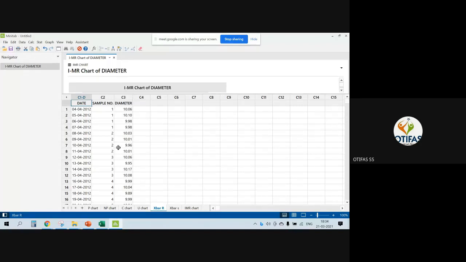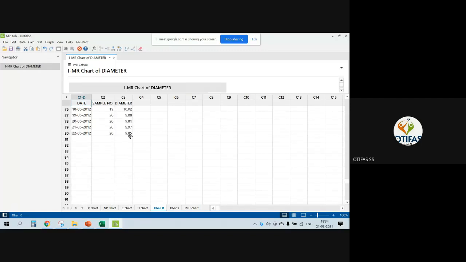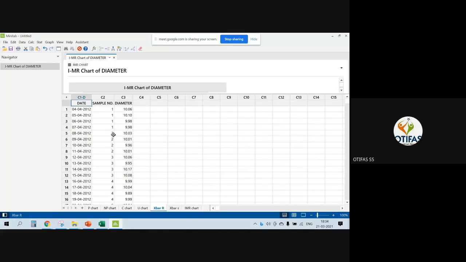So Minitab is going to plot. For example, see, how many data do we have here? 80 data. And how many samples? It is grouped into four subgroups, that means 20 samples, isn't it? We have 20 samples. So what we are going to get is 20 means and 20 ranges. Now Minitab will plot this mean and range control chart.